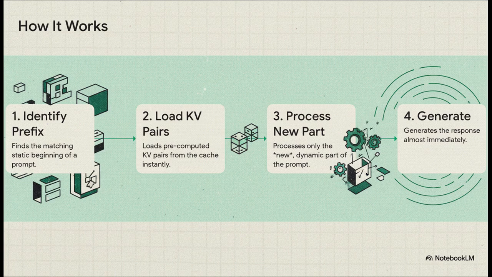Then, instead of recalculating it, it just grabs the pre-computed KV pairs for that part right out of the cache. Instantly. That means the model only has to worry about the new part, like the actual user's question, and boom, it can start generating the answer almost immediately.